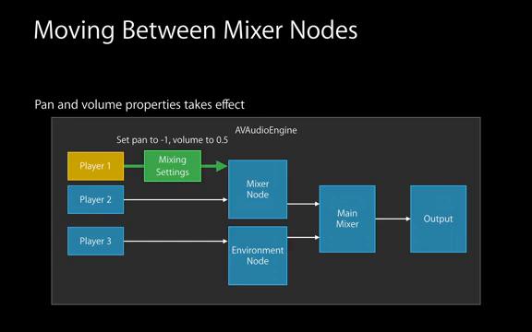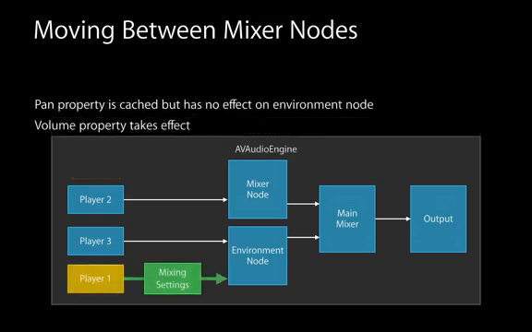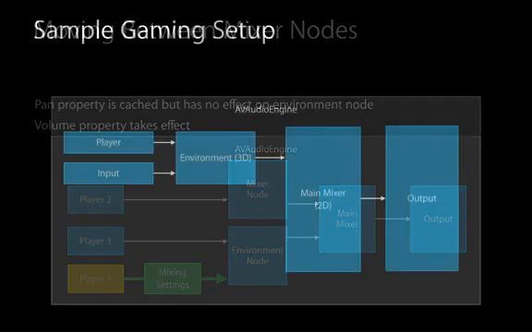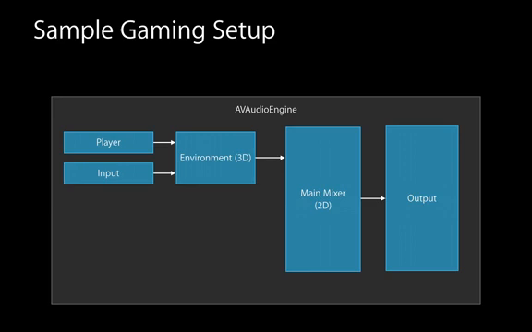Let's say that I have player 1 who's connected to the 2D mixer. I set the pan to be -1 and volume to be 0.5. Note that pan is a 2D mixing property, but volume is a common mixing property. In this case, both of them will take effect because the mixer node implements both of these properties. If I disconnect player 1 from the mixer and connect it to the environment node, the pan property will now be cached. It doesn't take effect because it's a 2D mixing property. It doesn't apply to the environment node. Volume, on the other hand, will continue to take effect because it's a common mixing property and it's implemented by the environment node.